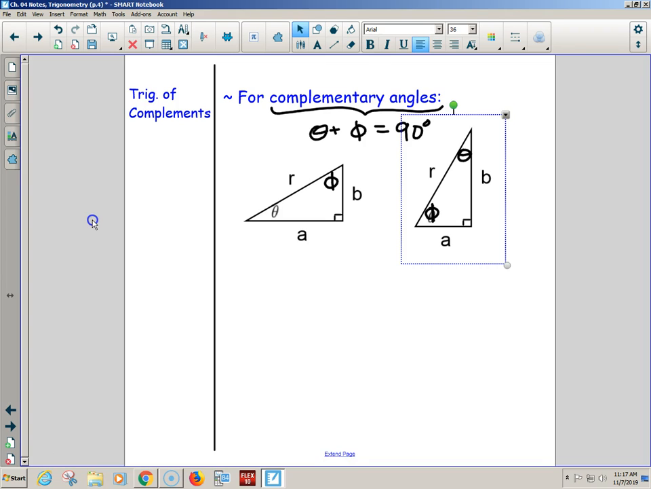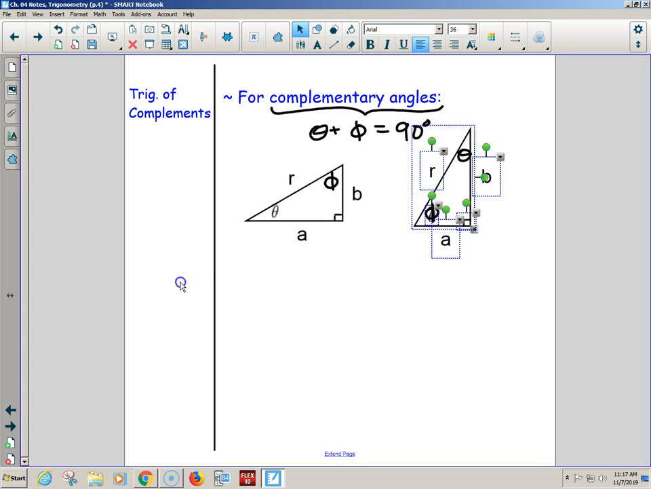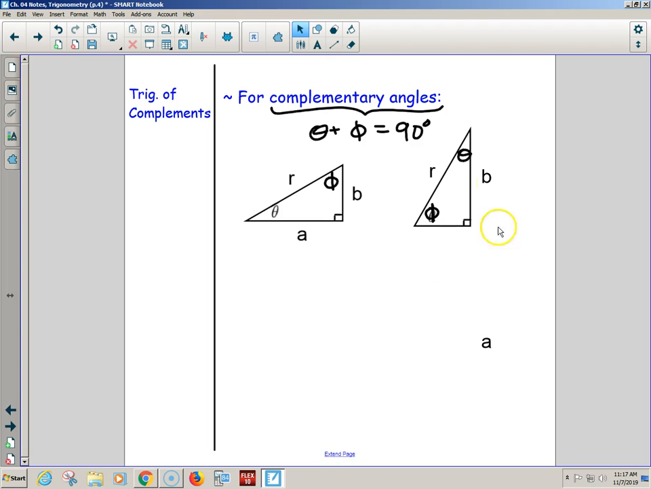Why do I have to take away these labels and change them? What's wrong? They're not proportional. What does this guy have to be? Bigger. And this guy would have to be? A. So if I was actually having these represent the actual length of the sides, it would have to be switched, because across from theta is B, across from phi is A. Which is why, right?